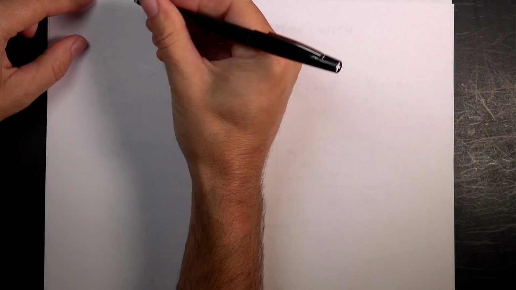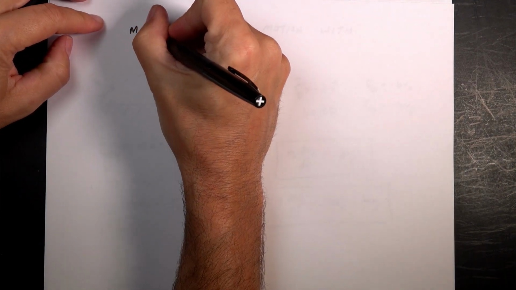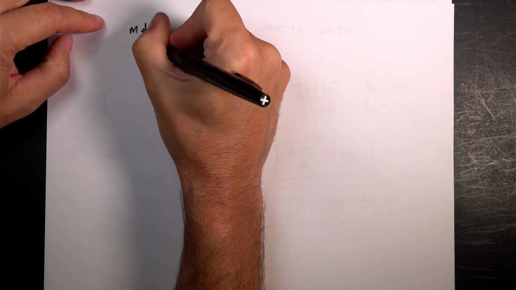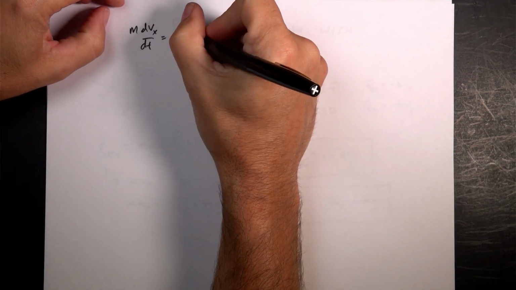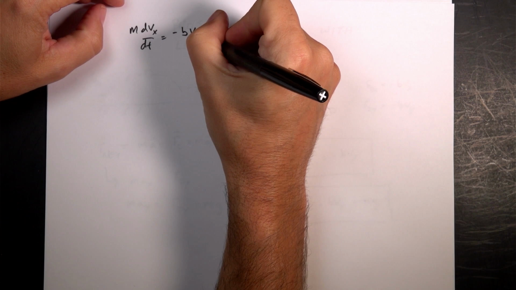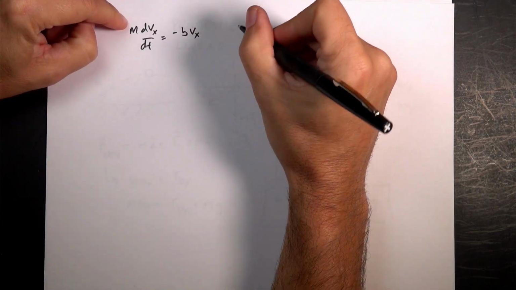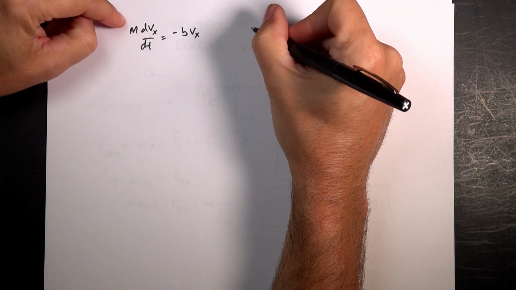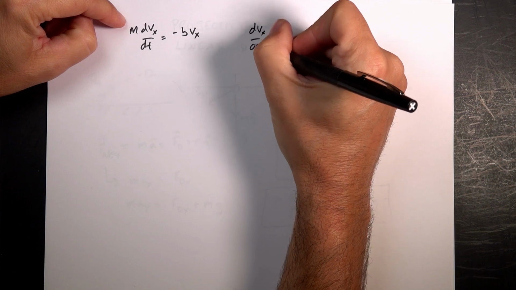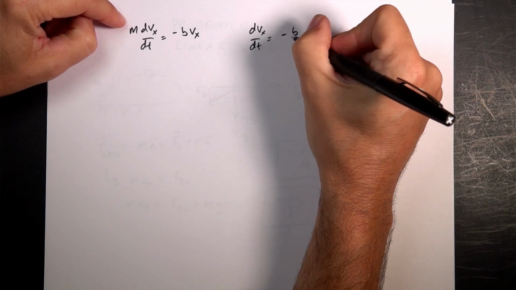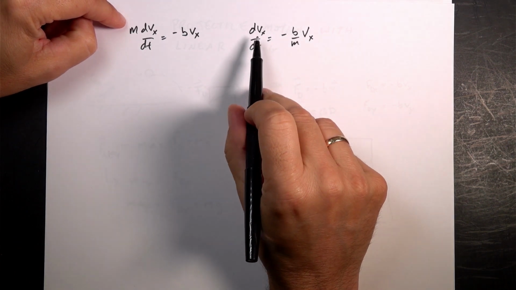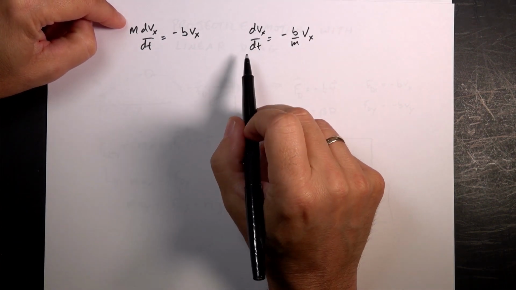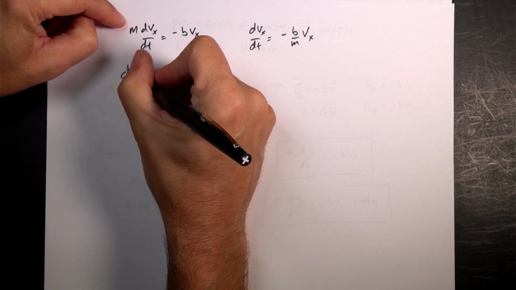Okay, so here's my equation, m dvx dt equals negative b vx. I'm going to be very careful about the vx. I know that we could just drop that, but I'm not going to do it. I'm going to divide both sides by m, and I get dvx dt equals negative b over m vx. And then I can separate these variables because I can get all the v's on one side and all the t's on the other side.